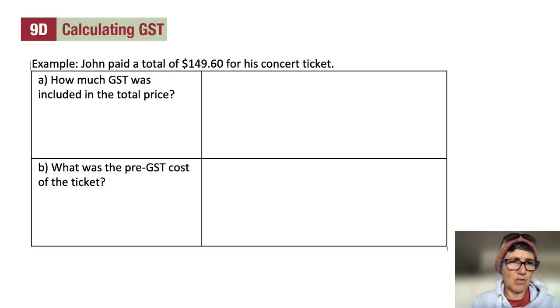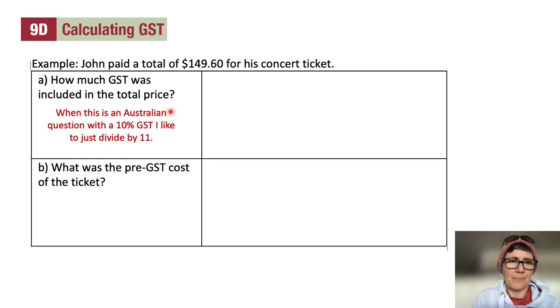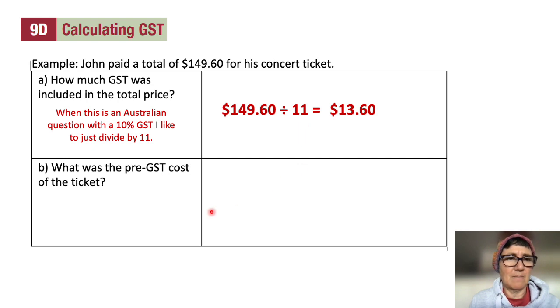Okay, if we go back to John's concert ticket question, remember John paid a total for this new concert ticket of $149.60. How much GST was included in the price? Because this is an Australian question with a 10% GST, I just like to divide by 11. I find it really easy. I have to remember that though, because 11 will never come up on any formula sheets or in any exams. So $149.60 divided by 11, $13.60.